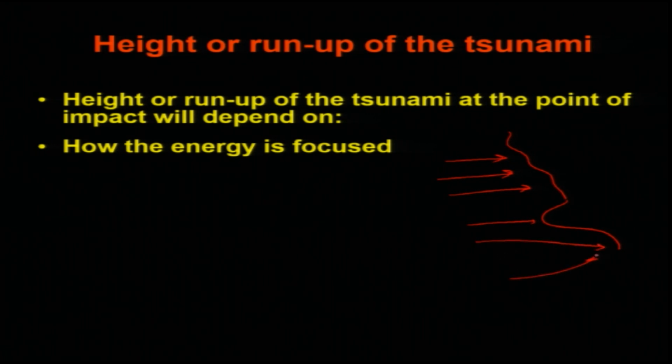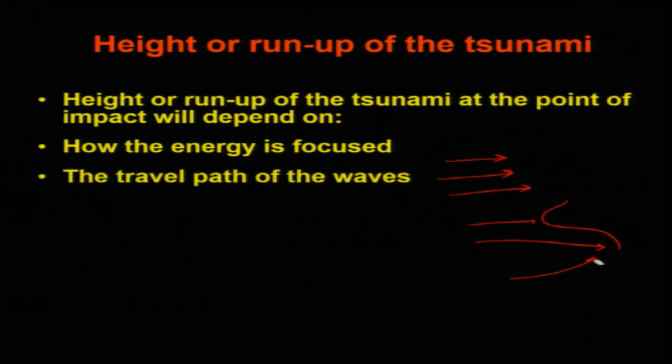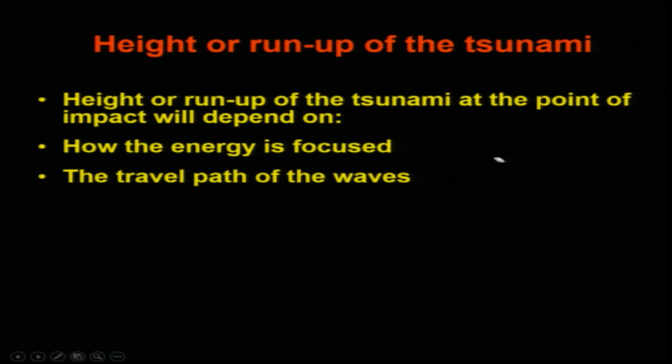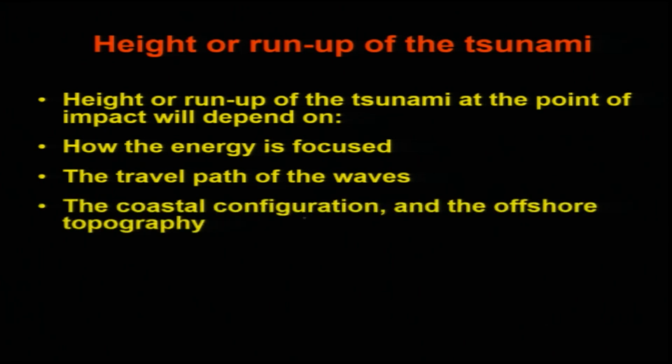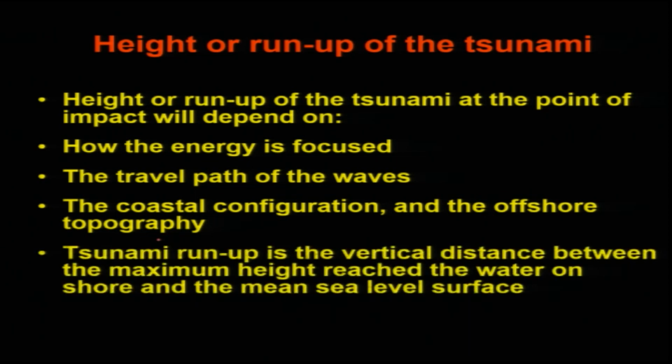So, what we were talking about is the relationship between the wave action, whether the waves are diffracted or refracted along the coastline. Then the travel path of the waves, how they are traveling and from which direction they are coming, the coastal configuration, that is the geomorphology of the coast, and the offshore topography.